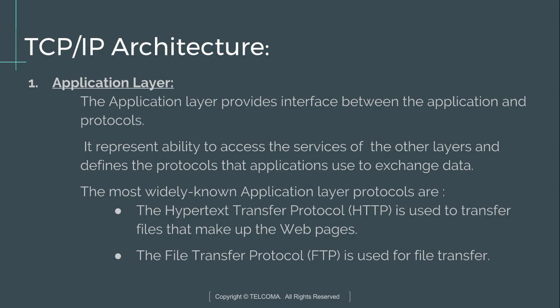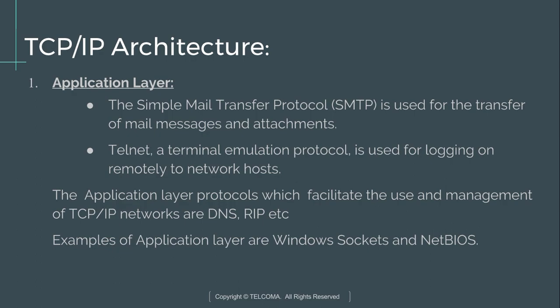The HTTP protocol is used to transfer files that make up web pages, whereas FTP is used for file transfer, and SMTP is used for the transfer of mail messages and attachments. Telnet, a terminal emulation protocol, is used for logging on remotely to network hosts. The application layer protocols which facilitate the use and management of the TCP/IP network are DNS, RIP, etc. Examples of application layer interfaces are Windows Sockets and NetBIOS.